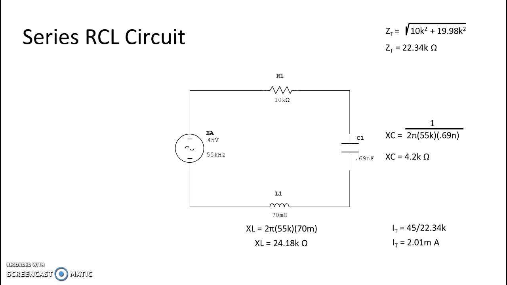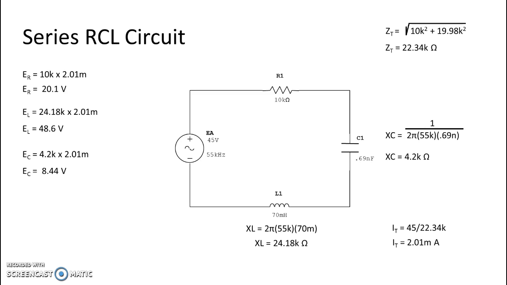And of course, next we're going to look at voltage. So the voltage for our resistor is resistance times current, and it gives us 20.1 volts. And then we look at the voltage for our inductor, which is the inductive reactance times current, and that gives us 48.6 volts. Again, now we look at voltage for our capacitor, which is the capacitive reactance times current, and we get 8.44 volts.